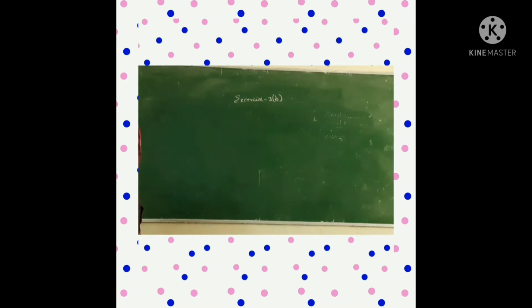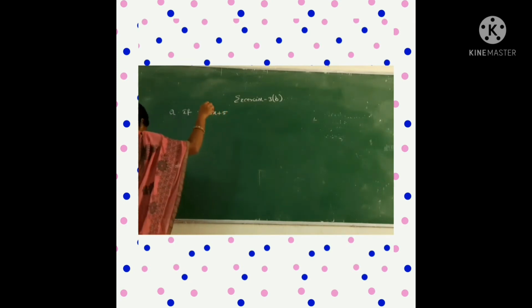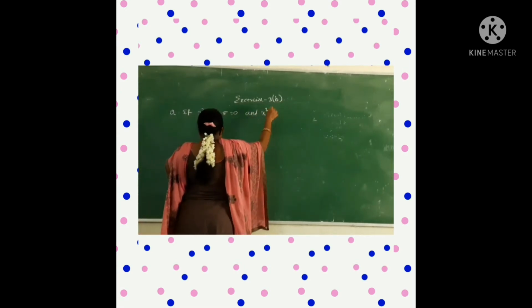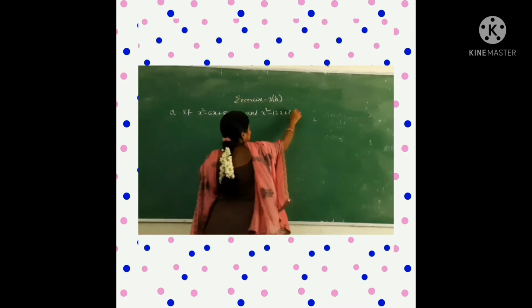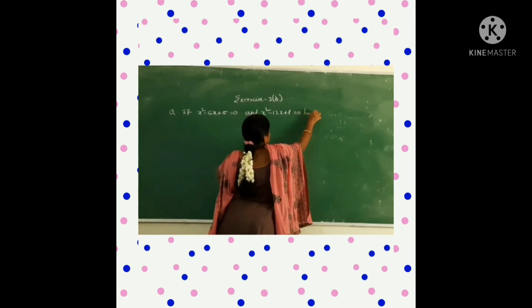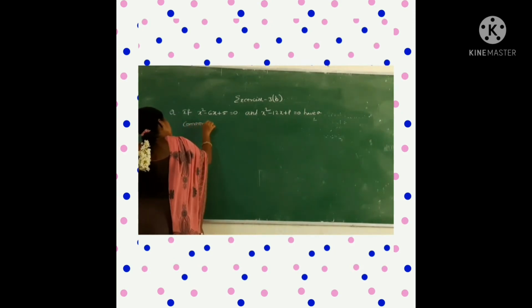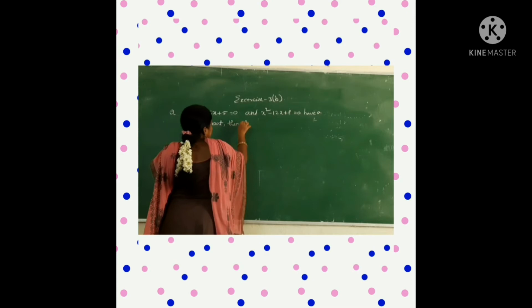Next question is, here given: if x square minus 6x plus 5 is equal to 0 and x square minus 12x plus p is equal to 0 have a common root, then find p.